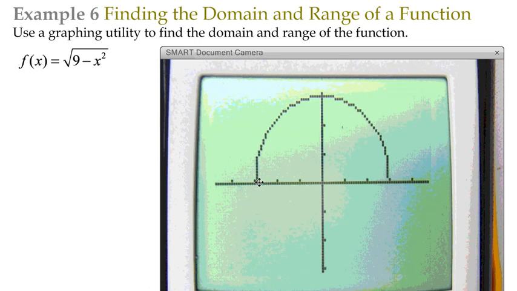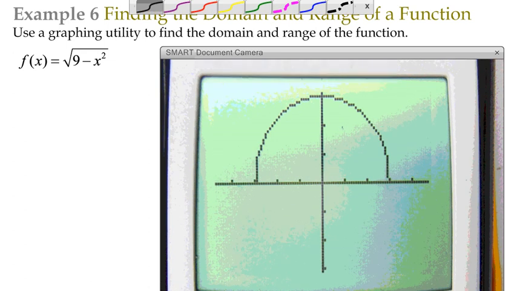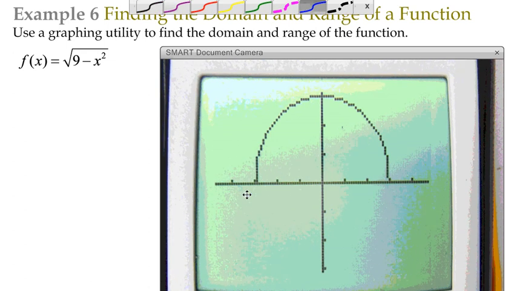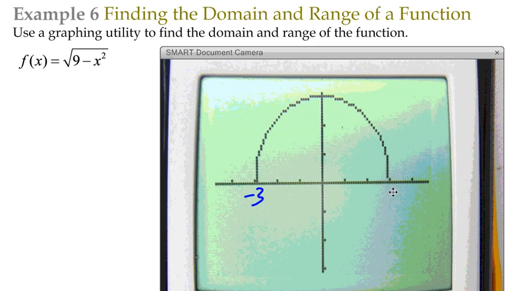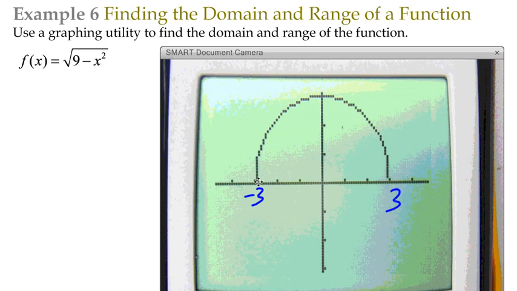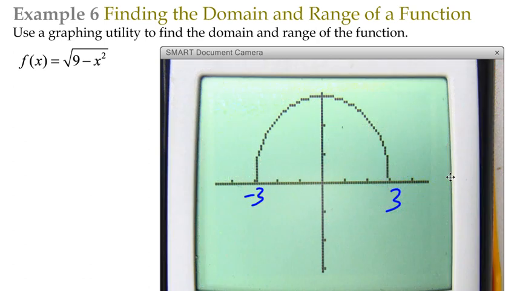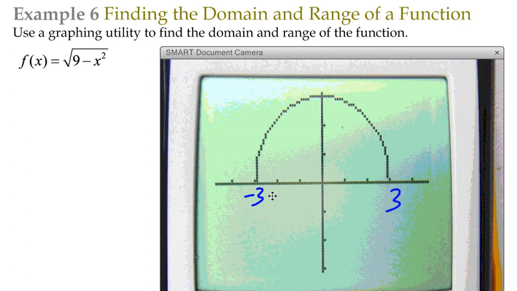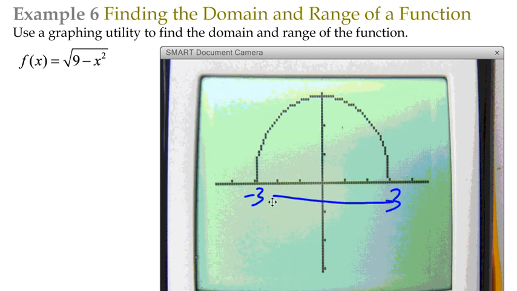But if you just look at this graph, you see how it's right here at -3, and then it goes over here to 3. So it goes from -3, 1, 2, 3, 1, 2, 3, and see how it doesn't go over here to 4 or 5. So we can see that this is going to be our domain. It goes from -3 to 3.